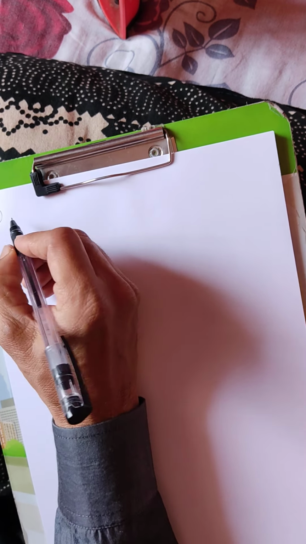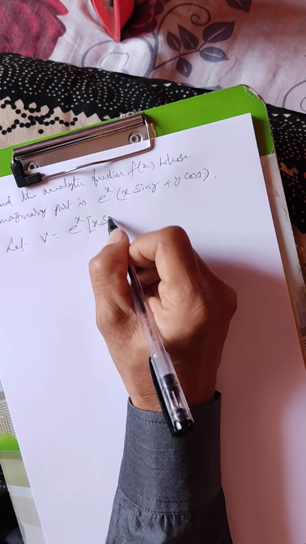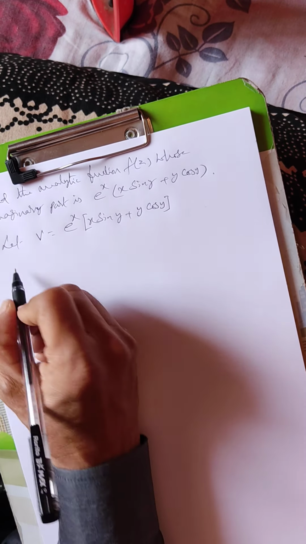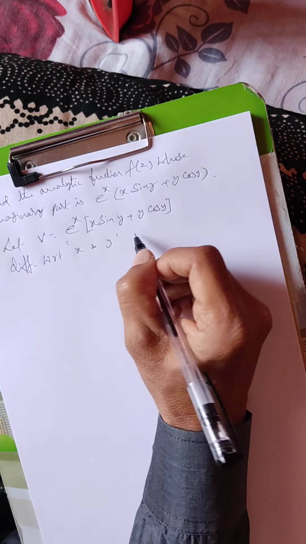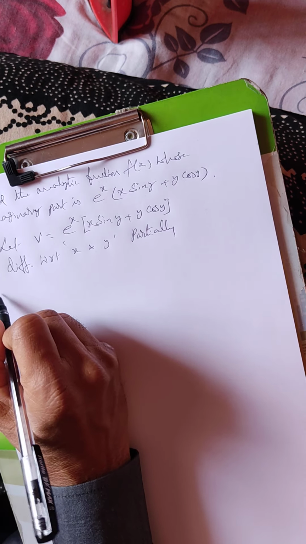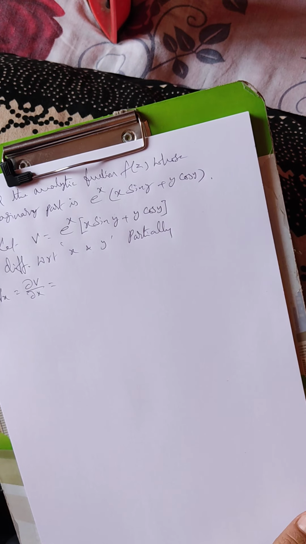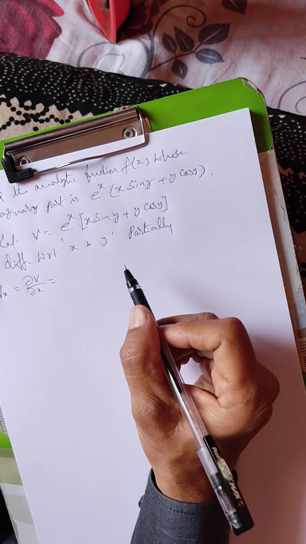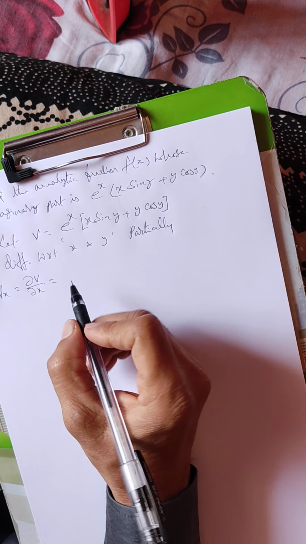So since the imaginary part is given, let us say the imaginary part is v. v is equal to e power x into x sin y plus y cos y. Now let us differentiate v with respect to x and y partially. We get vx, that is dou v by dou x, is equal to, you see the given function, e power x into this one. e power x is a function of x, and even this bracket contains x, so we have to use the product rule.